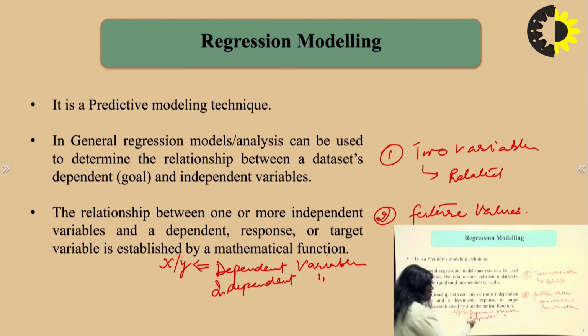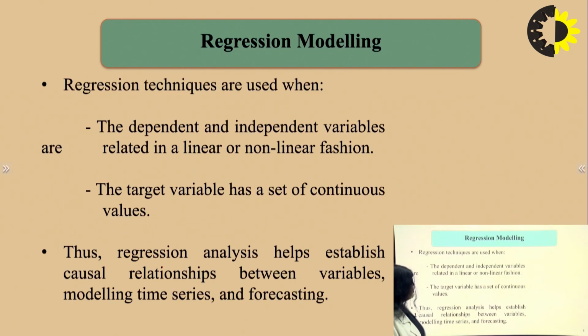Okay, so we can have different notations here, but most of the time if we go through the textbooks, the dependent variable is denoted by y and the independent variable is mostly denoted by x, right? So x is the variable which is used to determine the value of the dependent variable. In that way, x becomes the independent variable and y becomes the dependent variable. Now the dependent and independent variables are related in a linear or non-linear fashion.